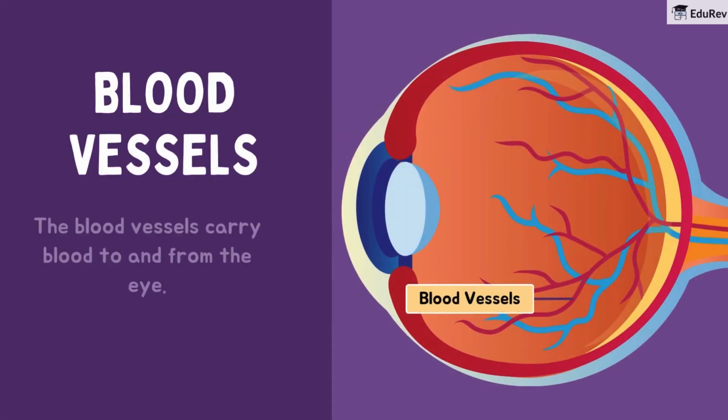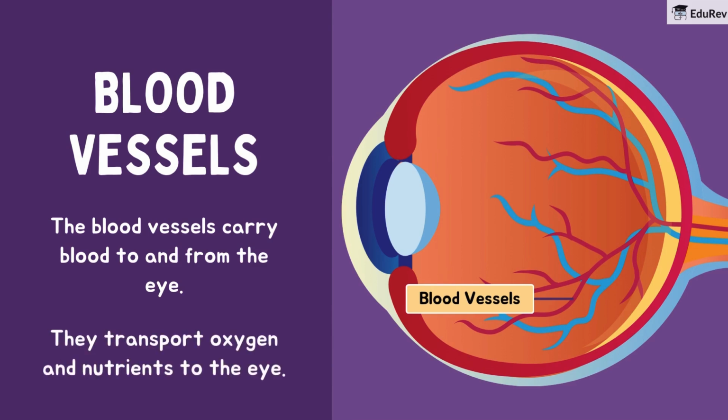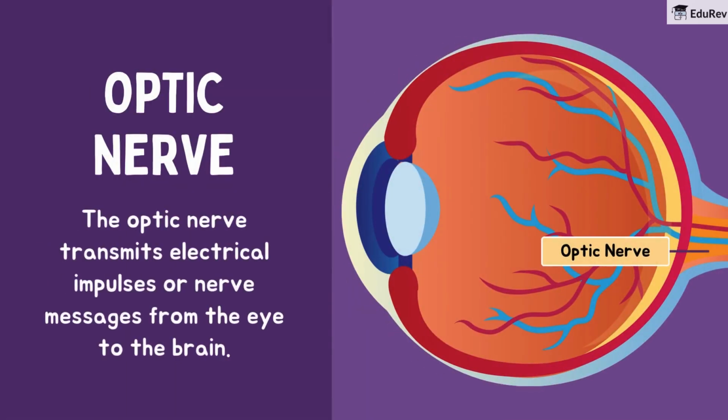Blood vessels. The blood vessels carry blood to and from the eye. They transport oxygen and nutrients to the eye. Now, the optic nerve transmits electrical impulses or nerve messages from the eye to the brain.